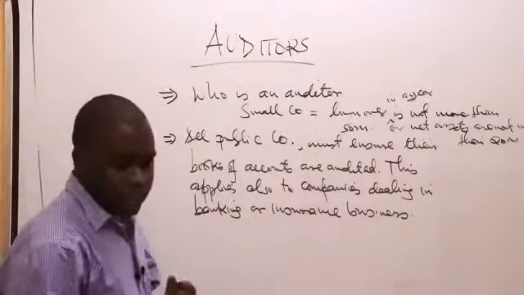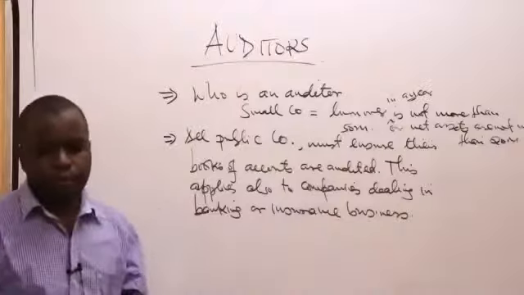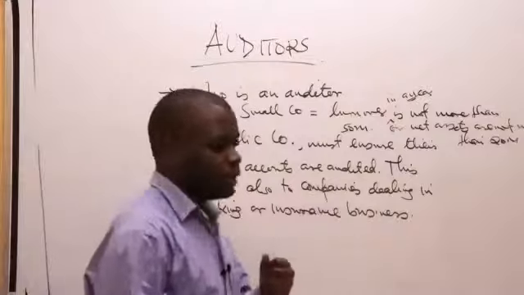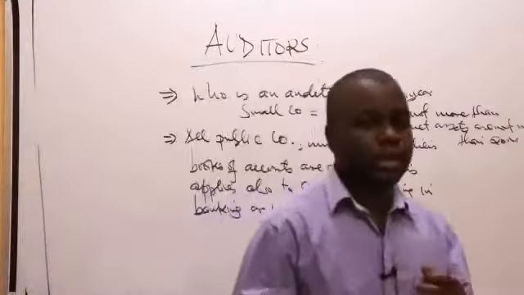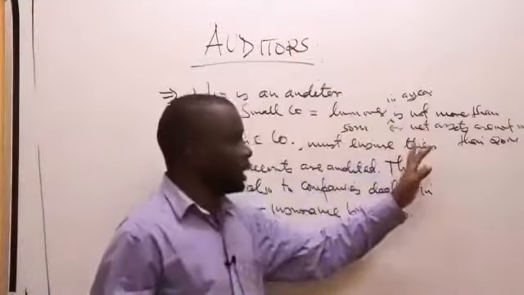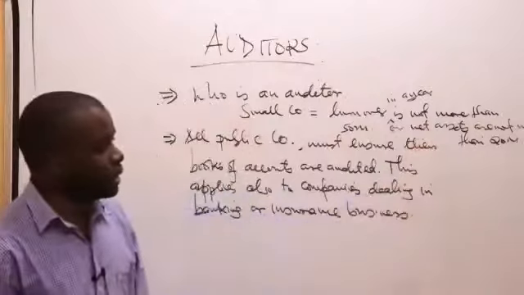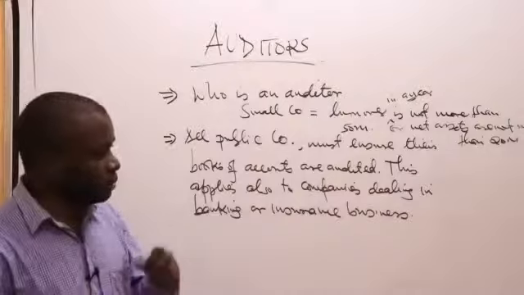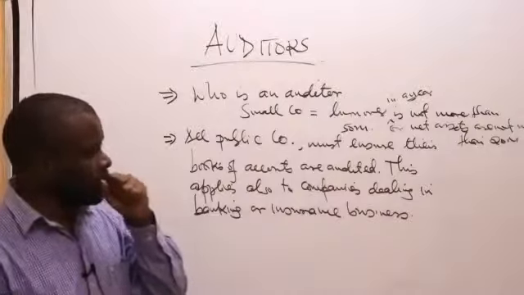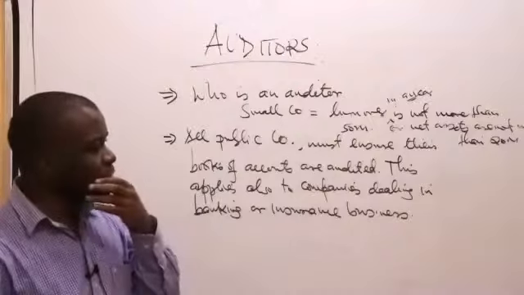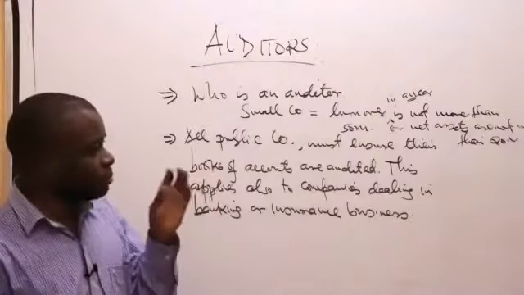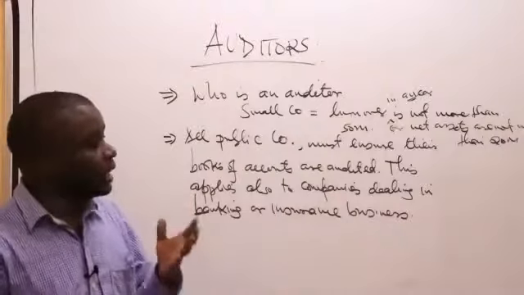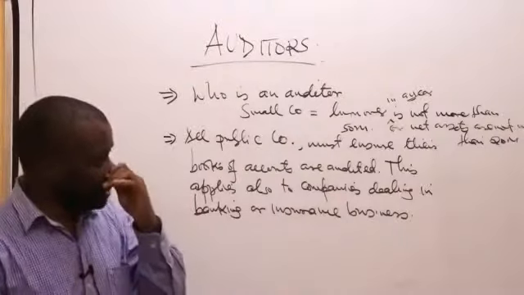So if its turnover is not more than 50 million shillings in a year, and turnover means your sales do not exceed 50 million, or your net assets are not more than 20 million, then in such a case, you will be categorized as a small company. So for small companies which are private companies, it is not a must for their books of accounts to be audited.